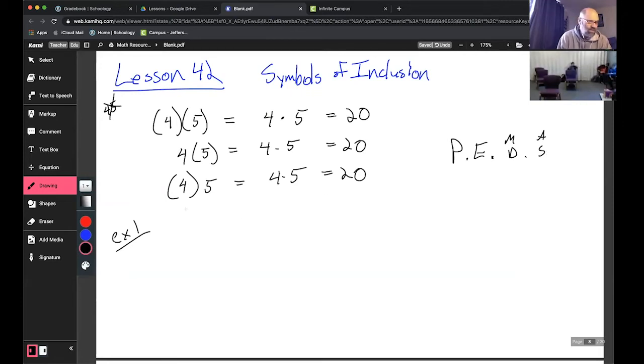Okay, here's an example. See if you can do this on your paper. 4 plus parenthesis 3 times 5, right next to a 2, and then plus 2 right next to this parenthesis. So apply the order of operations and see what you get.